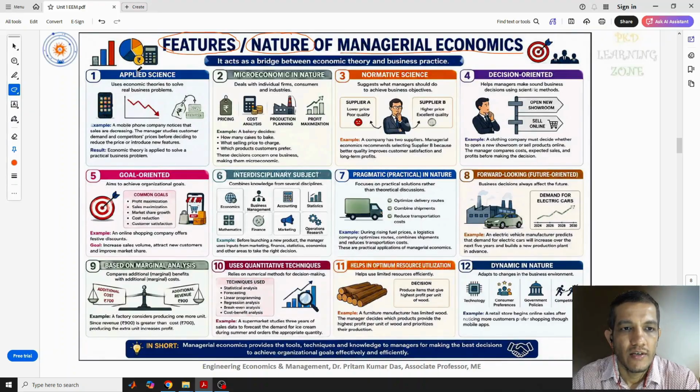The first one is applied science. Applied science is nothing but using economic theories to solve real business problems. What are the practical problems there? So we use these economic theories to solve the real business problems.